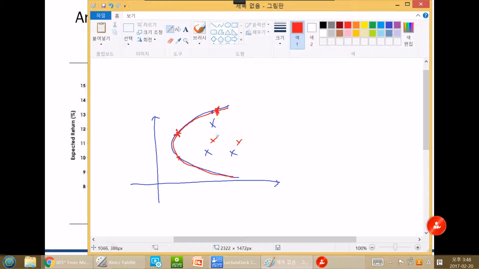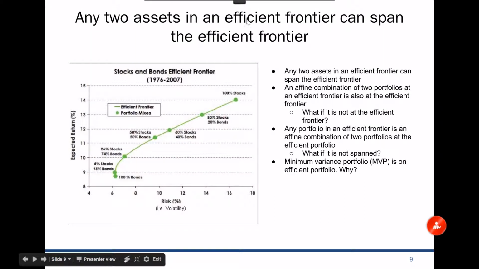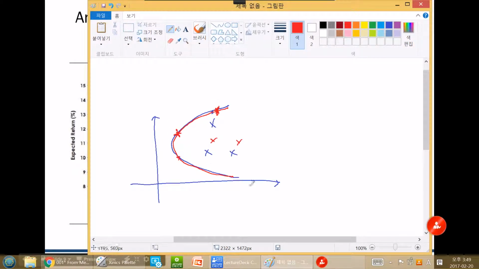Then the question is, why? Why with only these two assets can we create this? Why don't we need anything else? Any two assets on an efficient frontier can span the efficient frontier. That's my point. An affine combination of two portfolios on an efficient frontier is basically a portfolio holding like 30% and 70%, or 50% and 50%, with weights summing to one. So it is basically a portfolio combination. Why do we need only two assets? Why don't we need any asset inside the efficient frontier? We need only two assets to cover this. Why is that? Well, we will study this after the break.